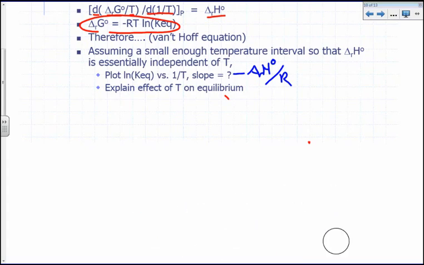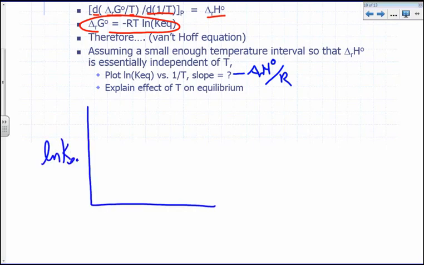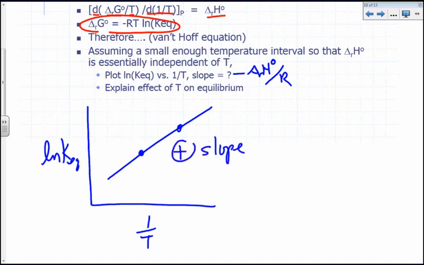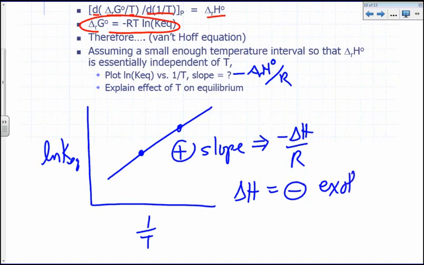Well, let's say your plot looks like this: ln of KEQ versus 1 over T. Let's say it looks like this. We have a positive slope, so that's equal to negative delta H over R. So what's our delta H here? Delta H is going to be negative. We're looking at an exothermic reaction.